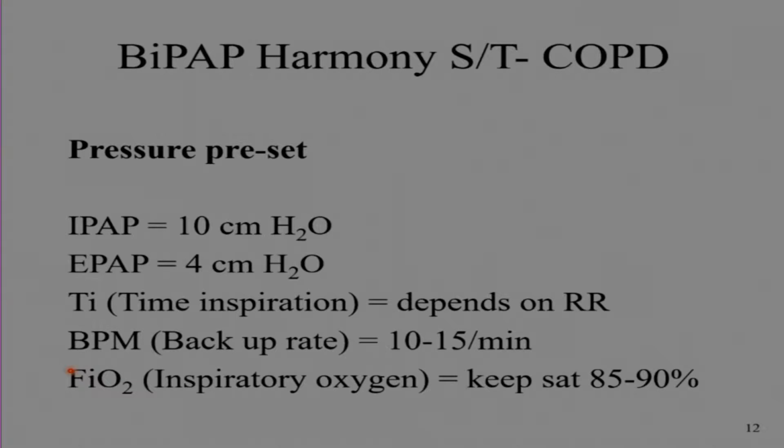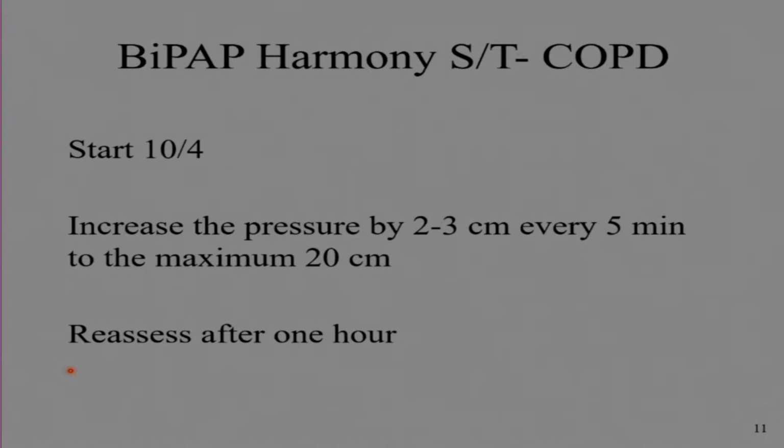And it's better to go for 85 to 90% saturation. That is enough. These patients have been living with hypoxemia for a long time. Don't try to correct that too much. So start with a 10 IPAP and a 4 EPAP, and increase the pressure gradually by 2 to 3 centimeters every 5 minutes to the maximum of 20 centimeters. And then reassess after 1 hour.